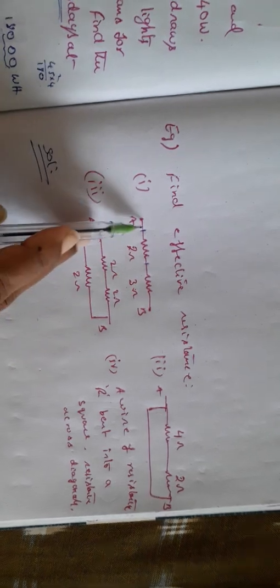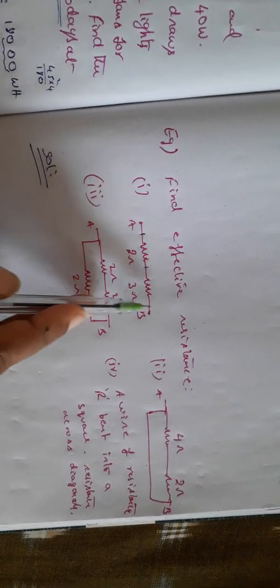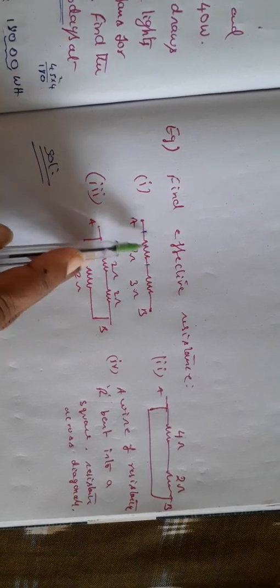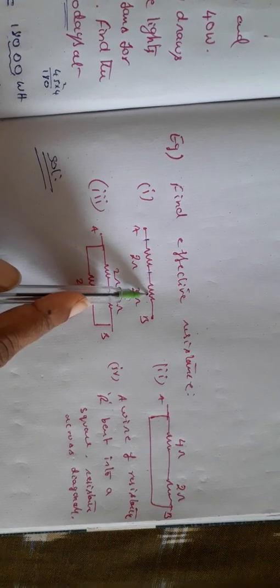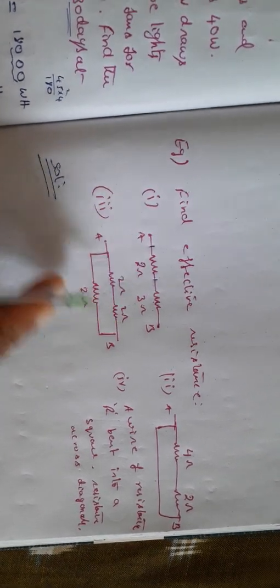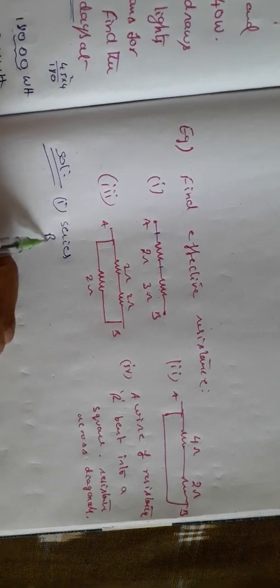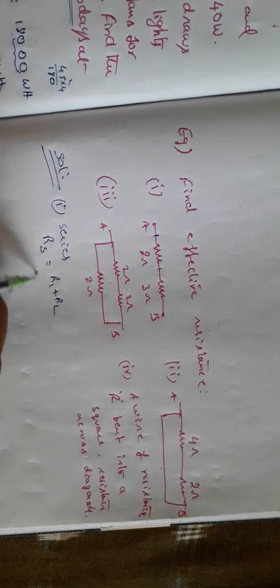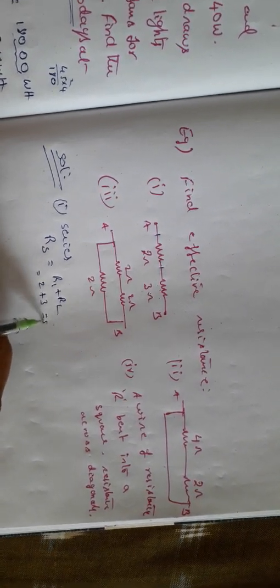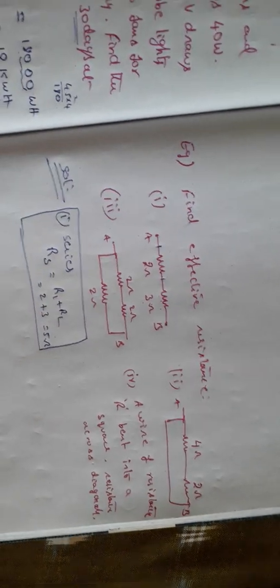If this is getting connected, that means two common ends. So this is one common end, and if one more common end is going to be there between these two, then that will become a parallel connection, but it is end to end connection. So therefore this is in series. So first one, series. So what is effective resistance in series? Rs is equal to R1 plus R2, which is equal to 2 plus 3, which is equal to 5 ohms. So this is the solution for the first one.